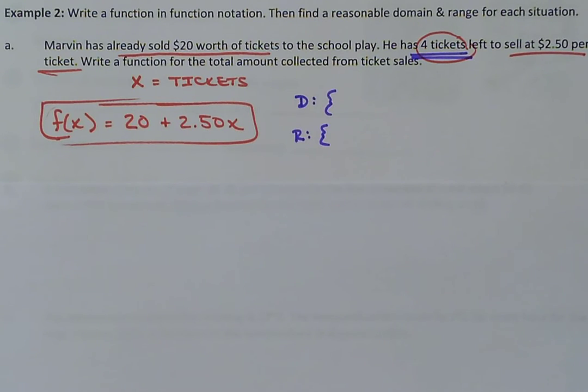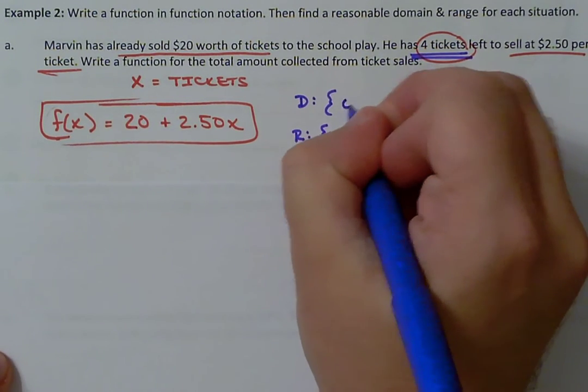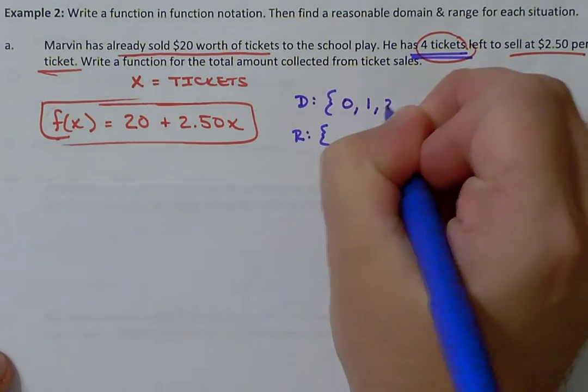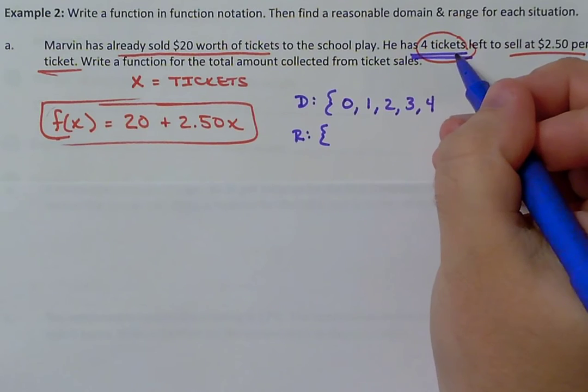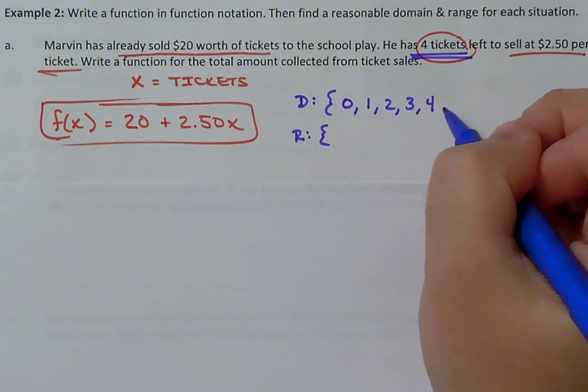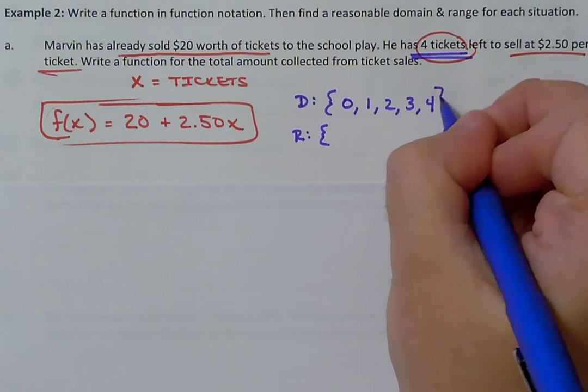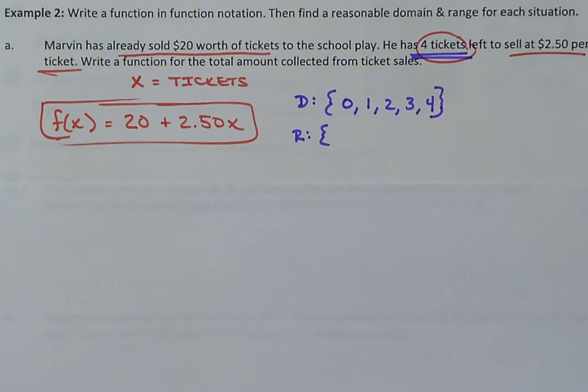Now, before we write this down, could he also sell 0 tickets? Could he sell no tickets? That is very possible. So that means we can use 0 also as our domain. So he could sell 0, 1, 2, 3, or 4 tickets. He only has 4 tickets left, so I cannot use 5 as a number in my domain. So we're going to stop at 4.